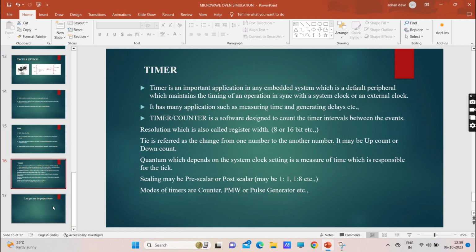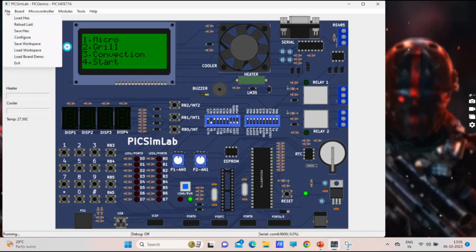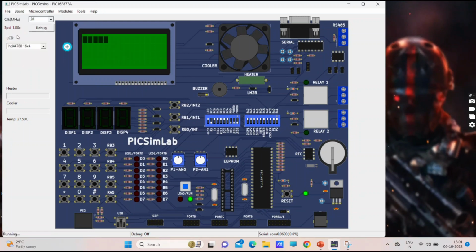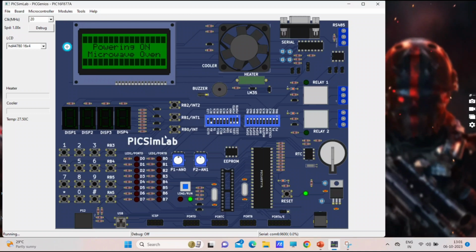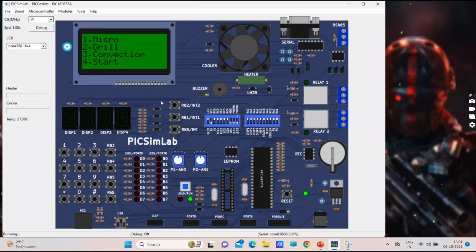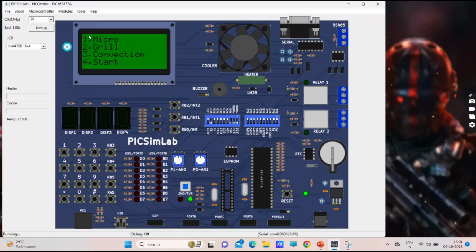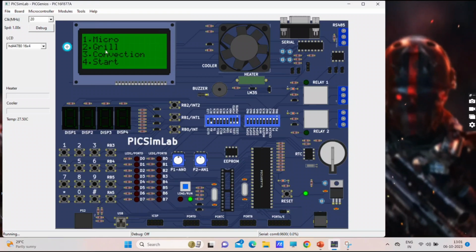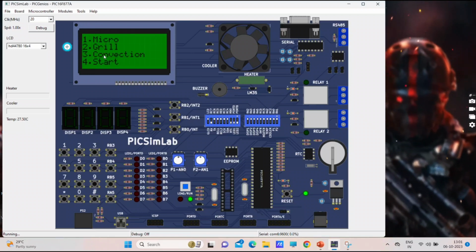Now I will be talking about the project demo in the next slide. I will show you the simulation of our working model. We have the power on screen, which is printed. Then we have four modes of operation. By pressing any one of the keys mentioned, we can go into different modes: micro mode, grill mode, convection mode, and start mode. First I will show you the micro mode.